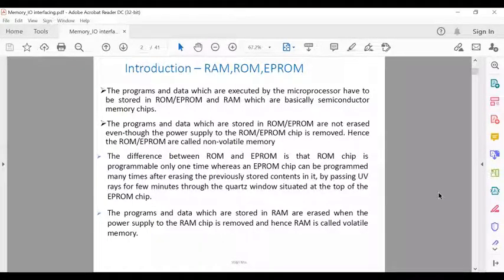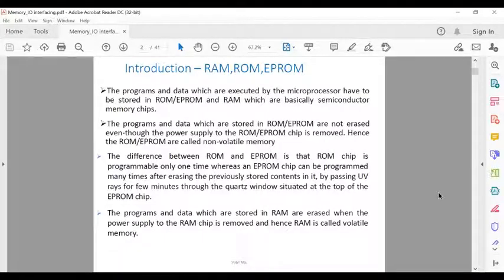The program and data that are stored in ROM are not erased even when the power supply is removed, and that's why ROM is called non-volatile memory. It can be used to store permanent programs, for example the monitor program, which is called the startup program, and data. Some lookup tables have to be stored, which are very important or necessary in a microprocessor based system.